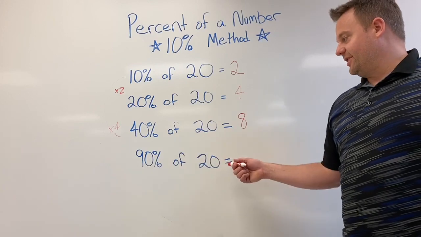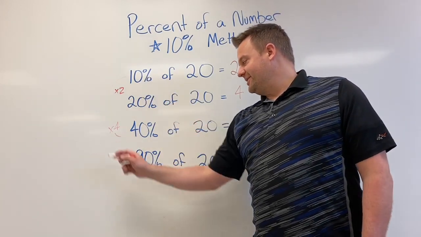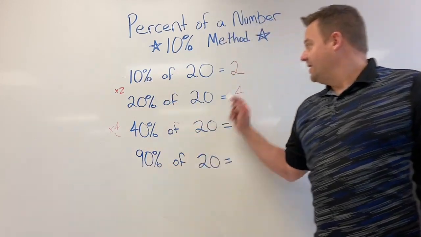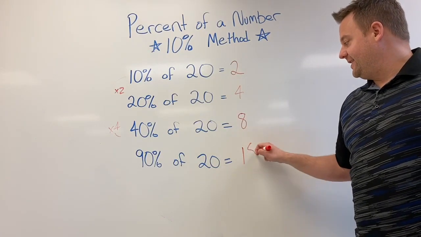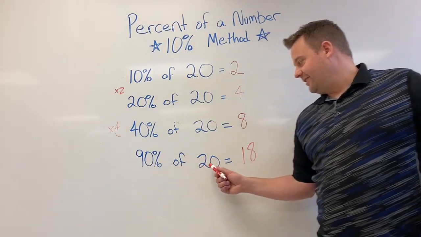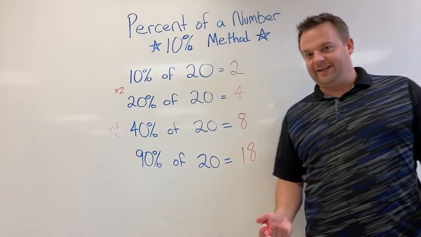Now let's do 90% of 20. Well, 10% times 9 is 90%. 2 times 9 is 18. Therefore, 90% of 20 is equal to 18.